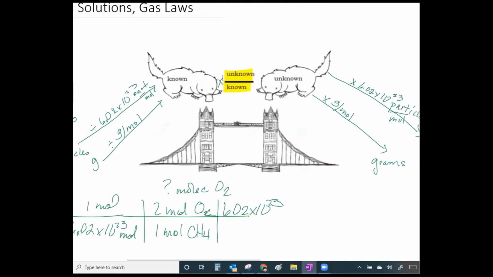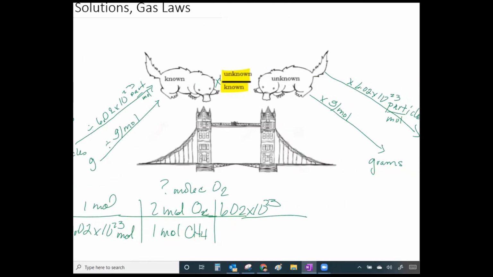Some of you may notice that there's an extra step in there. We actually could have just gone straight because molecules and moles are both a number. We don't actually have to change it to moles, but let's not worry about that right now. 6.02 times 10 to the 23rd molecules in 1 mole. And that would give us our answer.